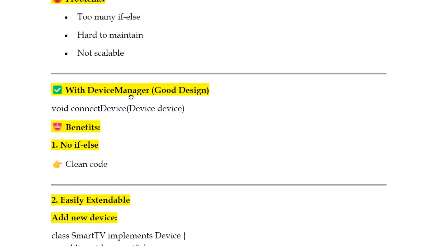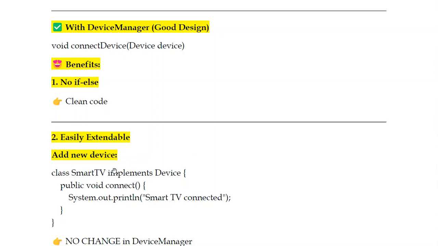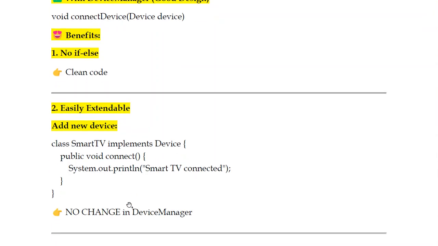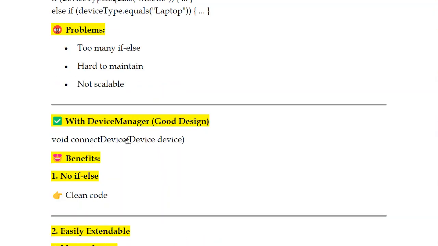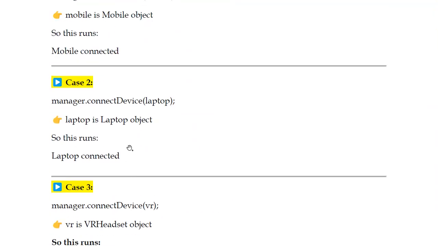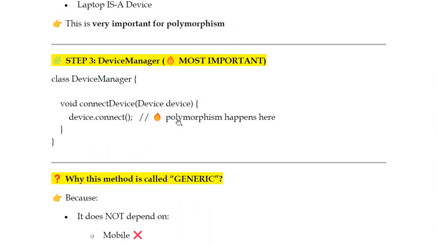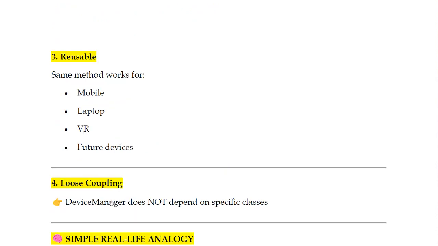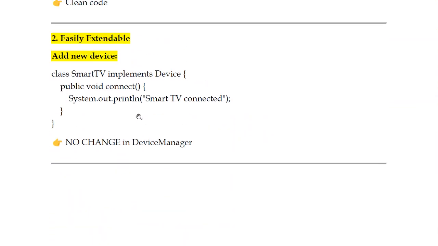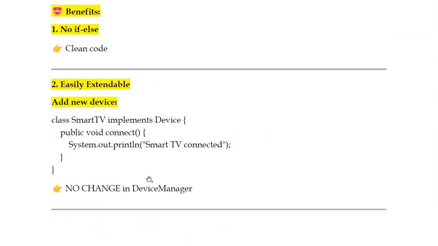So what are the benefits with the DeviceManager? Good design: only one time we are connecting the device, there is no if-else condition, and it is easily extendable. If some new devices are coming, simply implement that method. That's it. No change in DeviceManager. Am I going to change anything in the DeviceManager class? No. As a DeviceManager, any device you pass, I will consider as a device. It may be a laptop or a tablet, whatever it is, you can pass anything, no issues. That's why adding a new device needs no change in the DeviceManager.